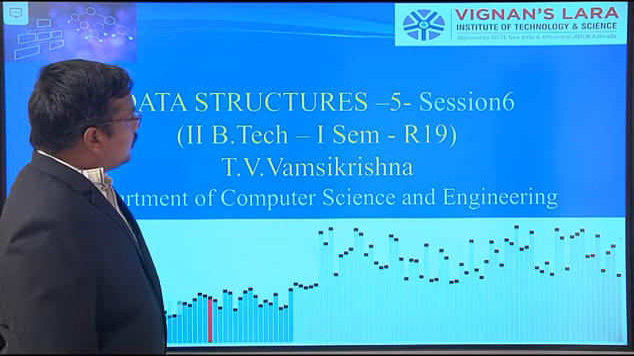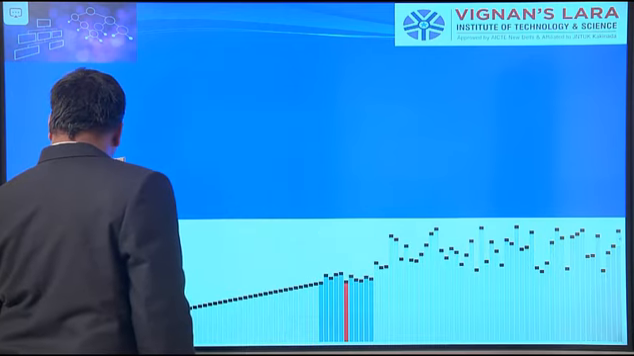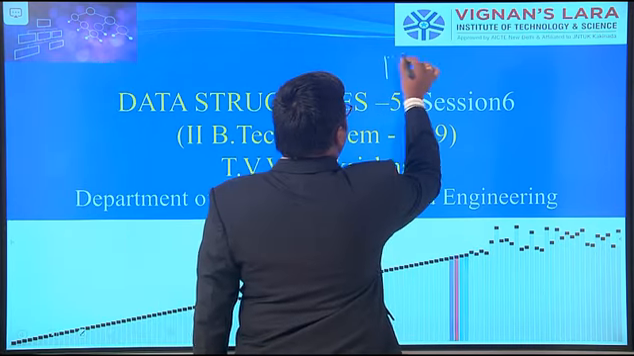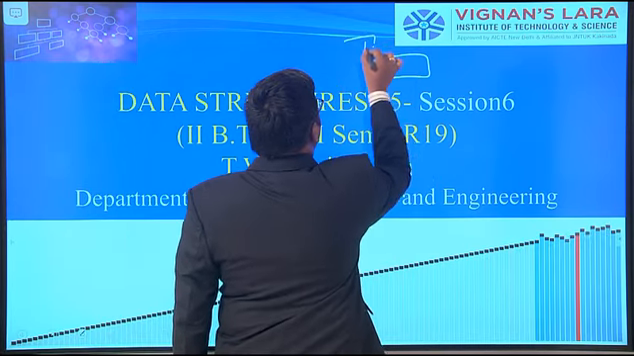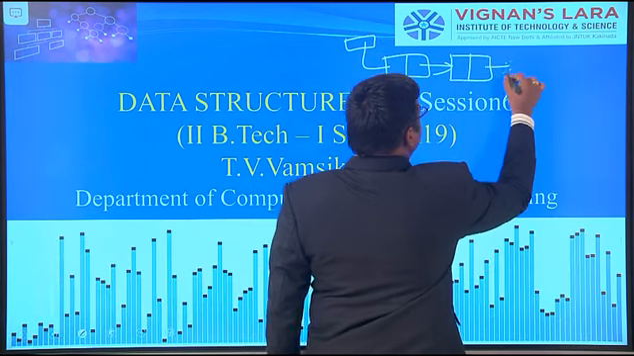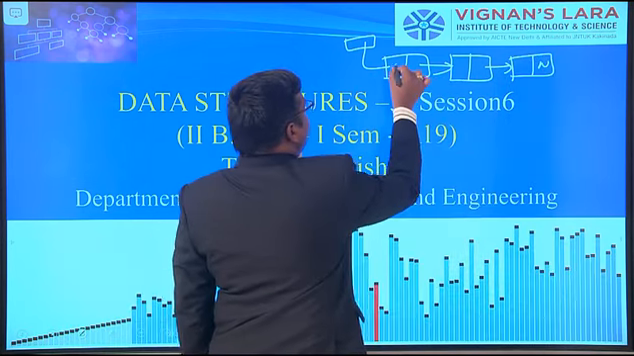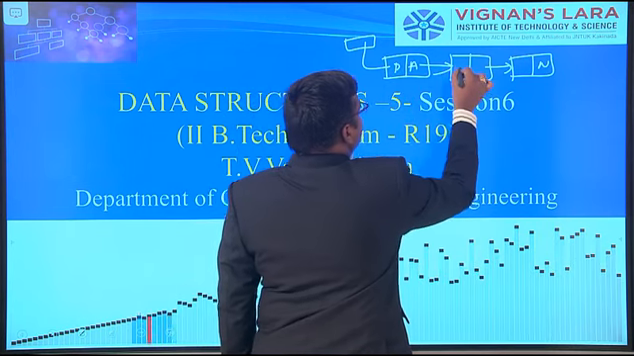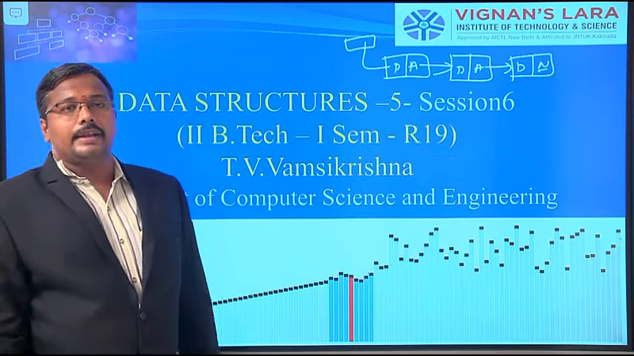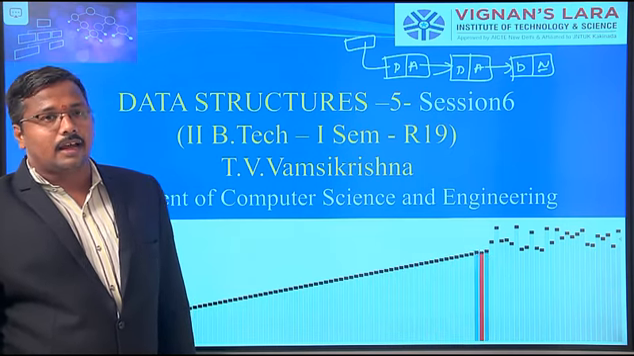The first thing is, a single linked list is like this. This is the starting node. Each and every node consists of two fields. One field is data, another field is address. When the last node points to null, it specifies the end of the list.